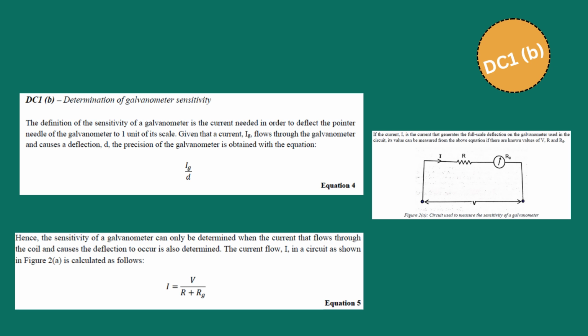Next, DC1B. Here, we determine the galvanometer sensitivity. The definition of the sensitivity of a galvanometer is the current needed in order to deflect the pointer needle of the galvanometer to 1 unit of its scale. Given that a current Ig flows through the galvanometer and causes a deflection, this theory is given.